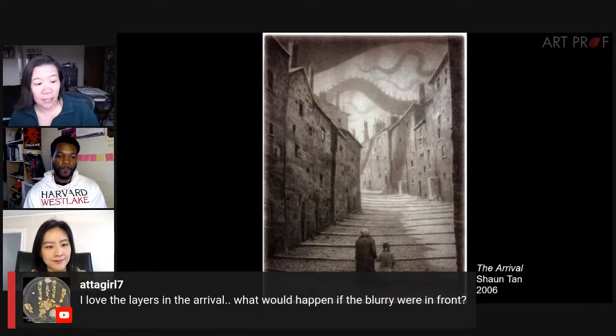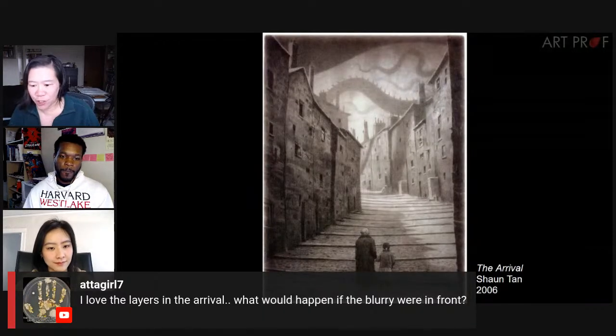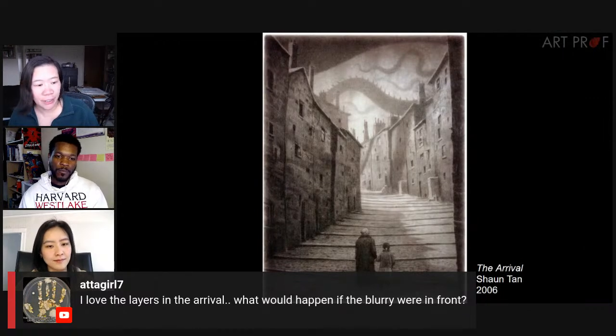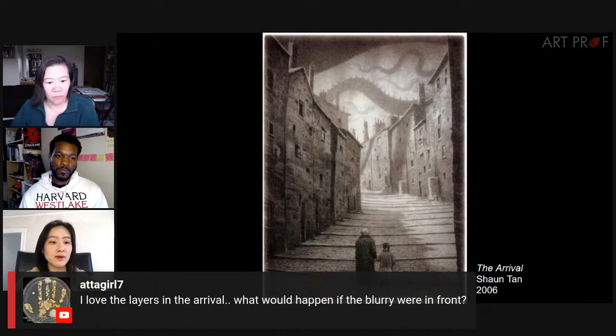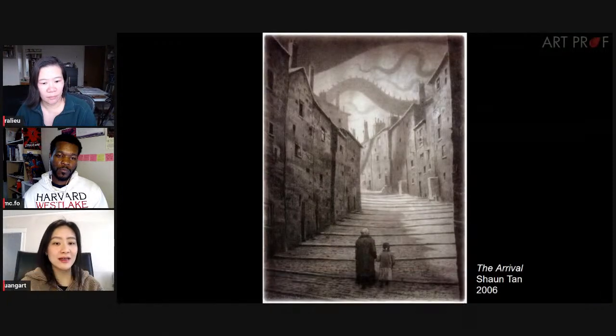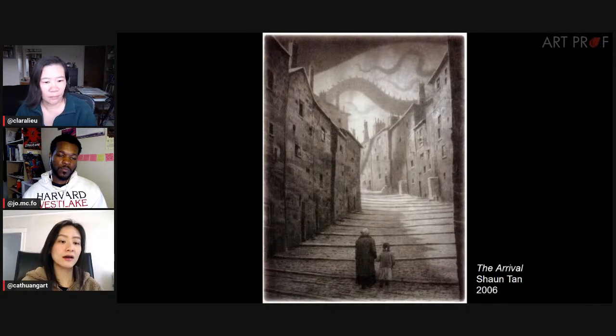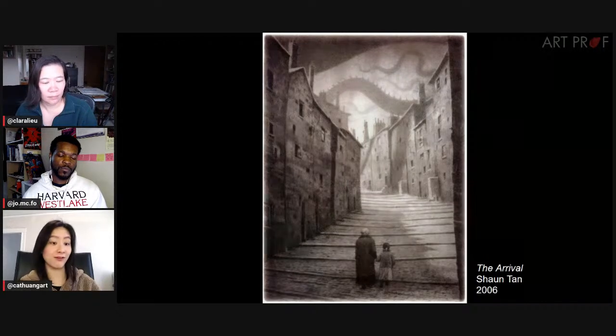Ada Girl says, love the layers in The Arrival by Shaun Tan. What would happen if the blurry were in front? Kat, what do you think? I think the focus would shift. We would be able to focus our eye on whatever you make the clearest. And so I think in order to do that, though, you need to understand the rules of atmospheric perspective. Understand that anything that's high contrast and detailed, we're going to read it as closer to you, but it's also a way of leading your eye there. So you have to know this fundamental concept before having fun with it.